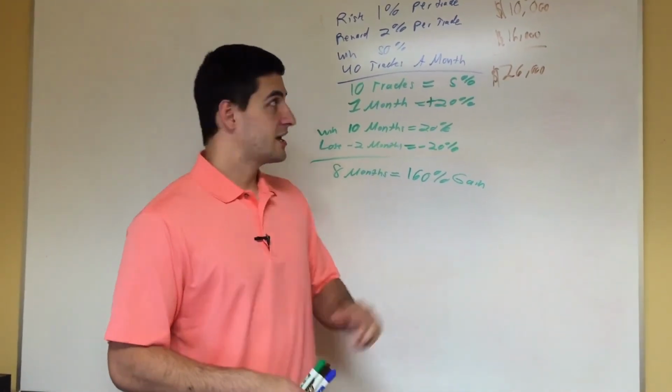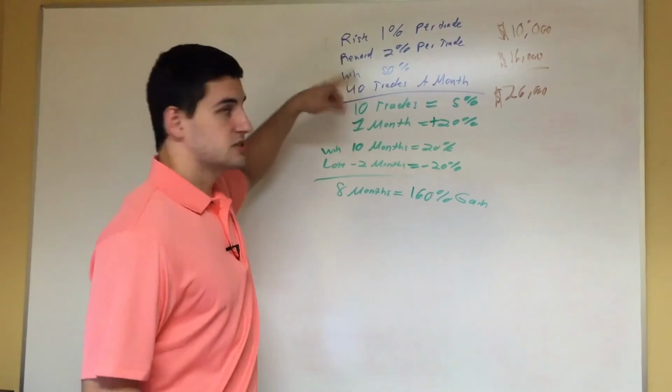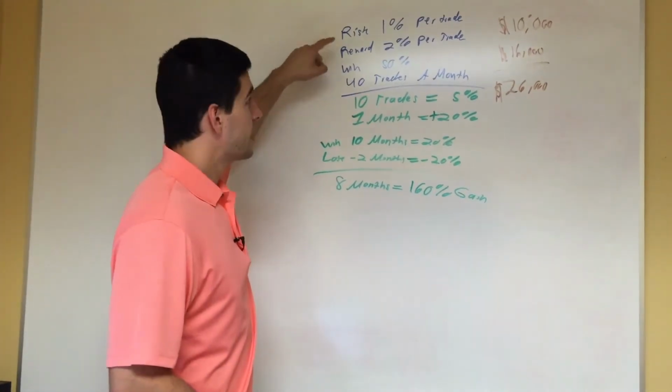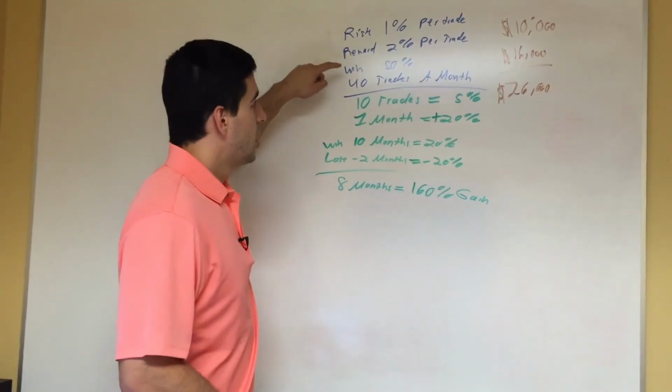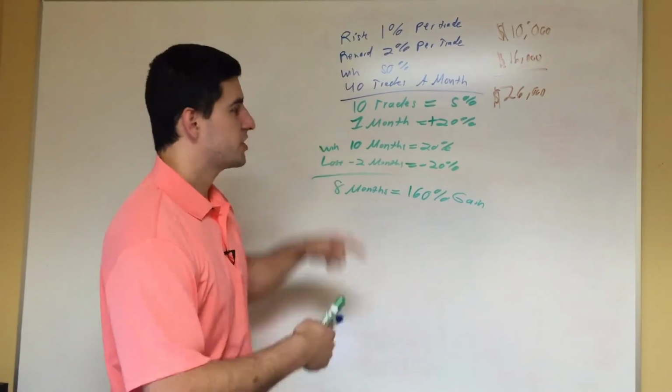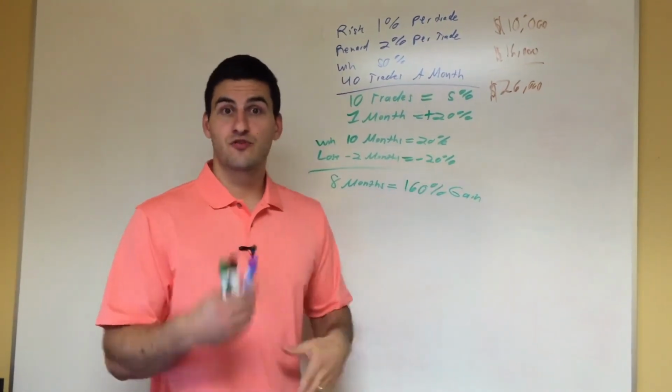So once again, you can manipulate this however you want. It really comes down to your ability. But risk percent per trade, reward percent per trade, win percent, how many trades can you win, and what is your production. And then you can kind of do your formula.